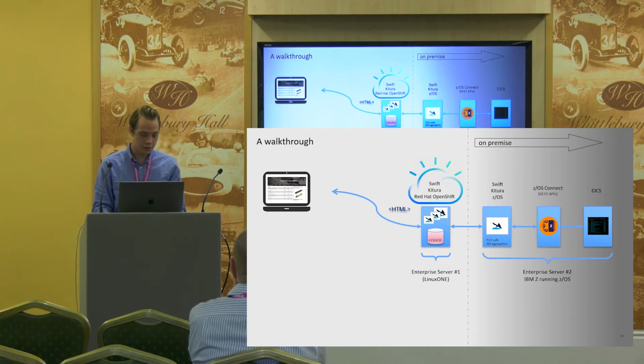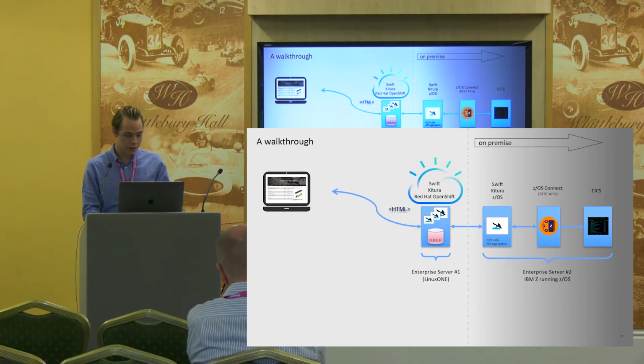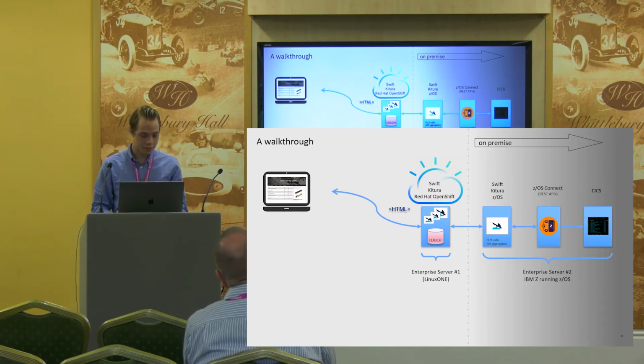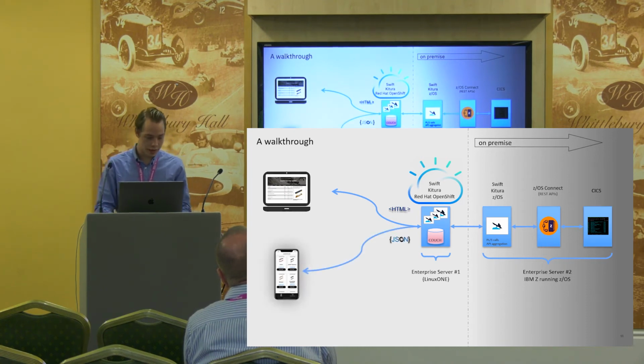back to the user. And also, if there's a lot of users on the website, ICU has developed something that scales up this application accordingly. So that's a very good development on this project. And in case of a mobile phone, the JSON comes back instead of HTML.